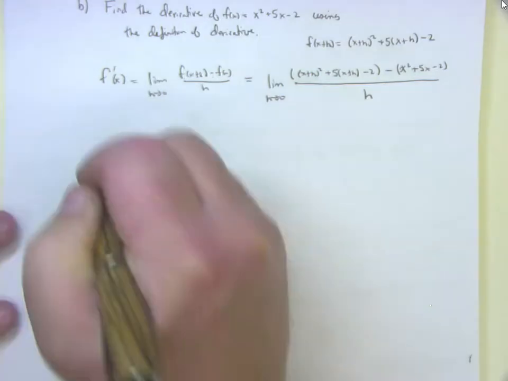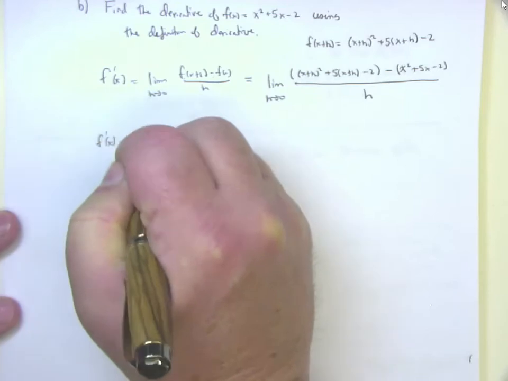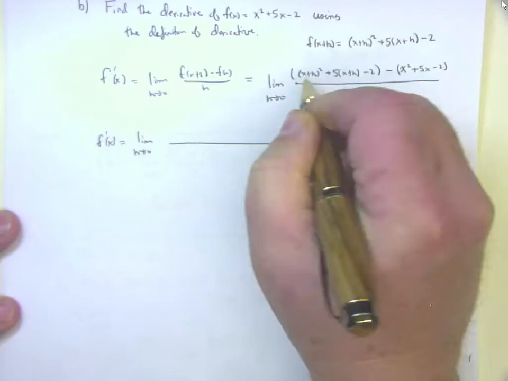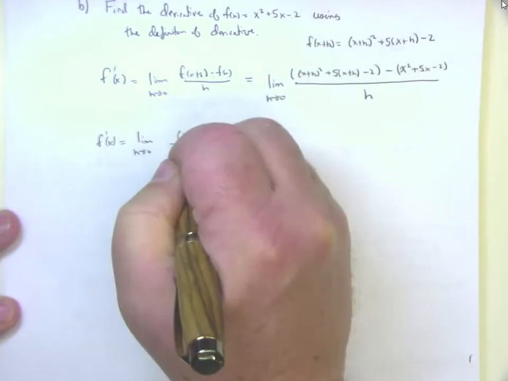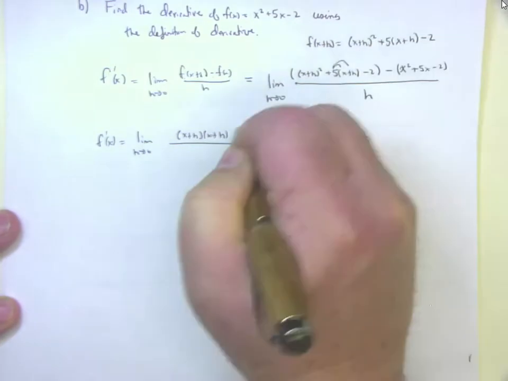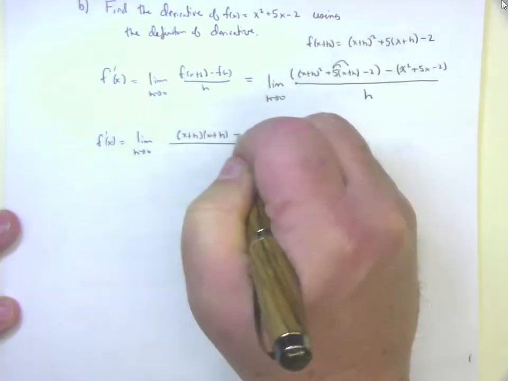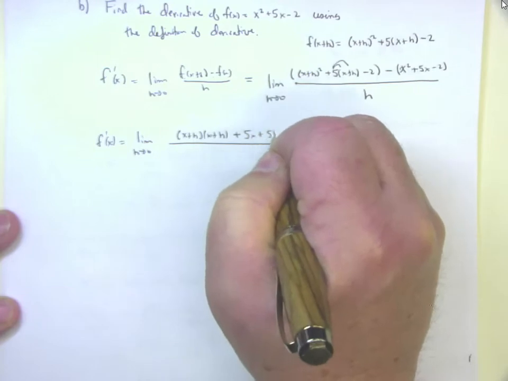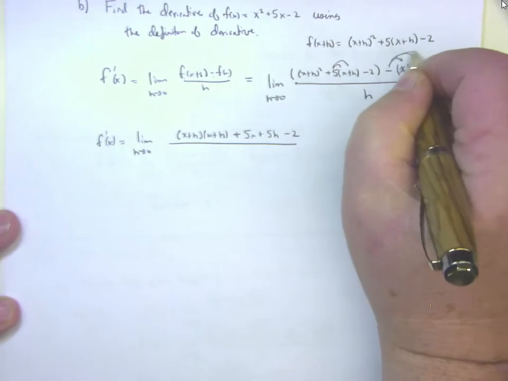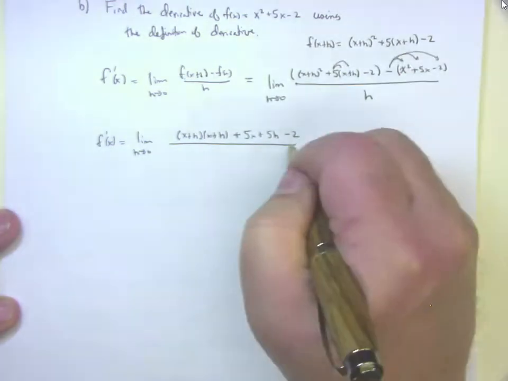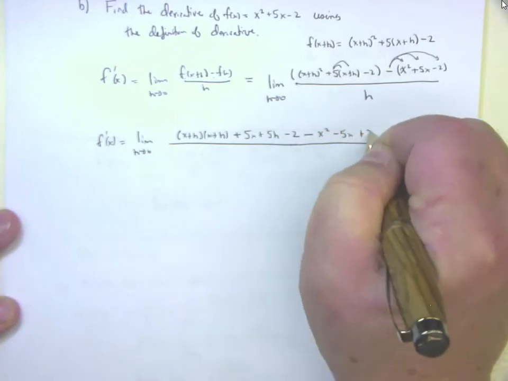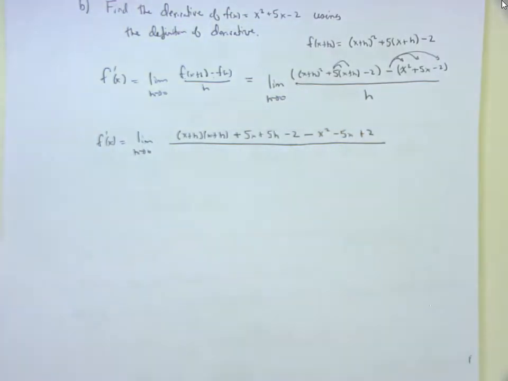I'm going to clean this guy up. So f prime of x would be equal to the limit as h approaches 0 of, now x plus h squared means x plus h times x plus h. Here I'm going to distribute the 5 into the x plus h. So it gives me plus 5x plus 5h minus 2. Now this negative is going to distribute into the f of x. That's going to give you minus x squared minus 5x plus 2. When you distribute a negative, it changes the signs. All over h.